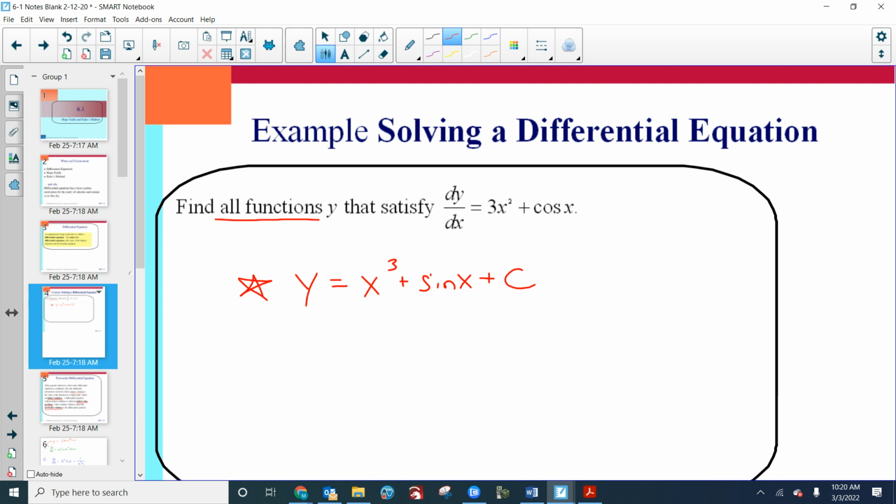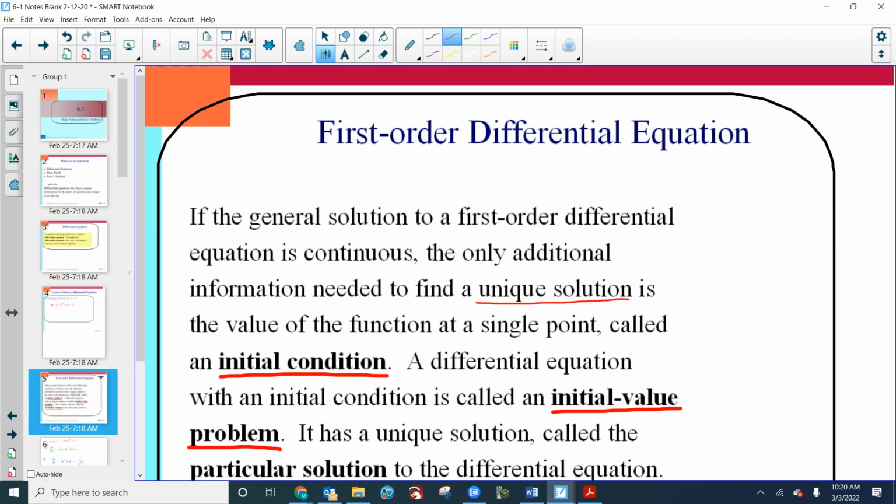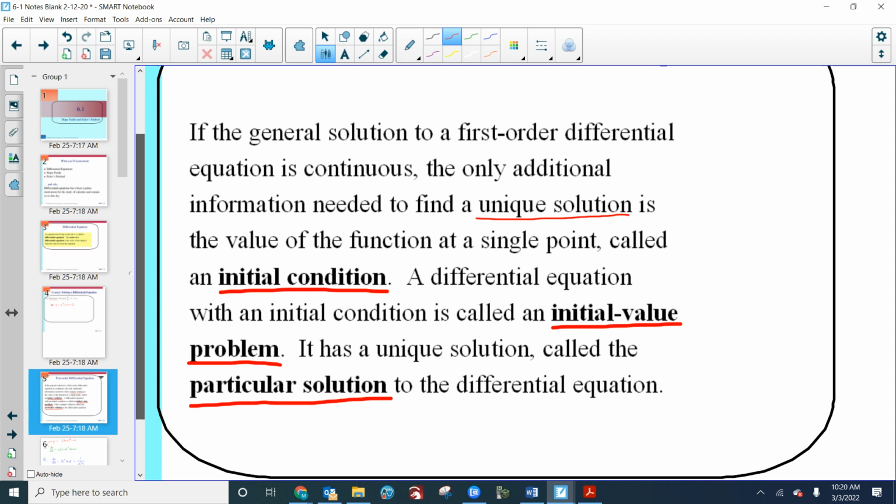A point, an x and a y. Oh, that's all they're saying. The only additional information needed to find a unique solution is the value of the function at a point, called the initial condition, which they told us before. Let f of 0 equal 7. Okay, now we can solve for C.